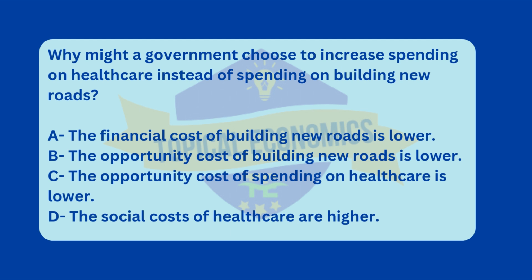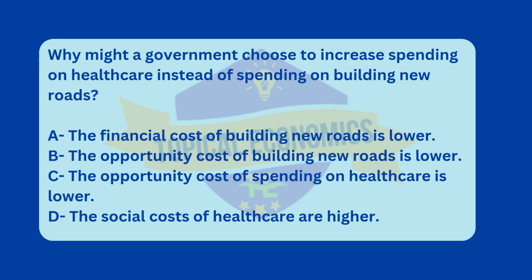The financial cost of building new roads is lower is incorrect, because the financial cost alone doesn't necessarily explain why the government would choose healthcare over roads. Even if the financial cost of building roads is lower, this doesn't directly relate to the opportunity cost. The government might still prioritize healthcare if the benefits of improving health outcomes are deemed more important.